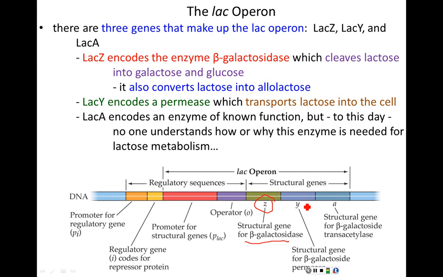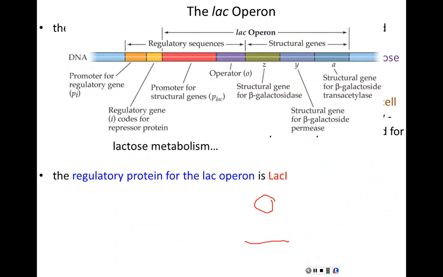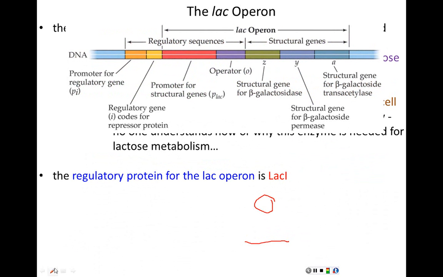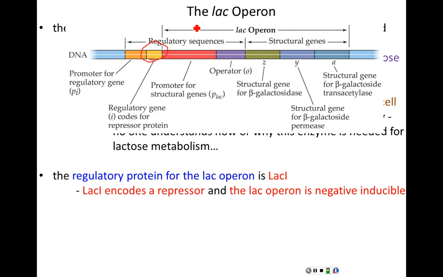LacY is needed to get the lactose into the cell, and LacZ is needed to break it down into simple sugars. The regulatory protein for this operon, like all regulatory proteins, lies a little bit apart from the cluster of genes. It's called LacI. The LacI protein is a repressor, so it can turn the lac operon off when binding to the promoter region.